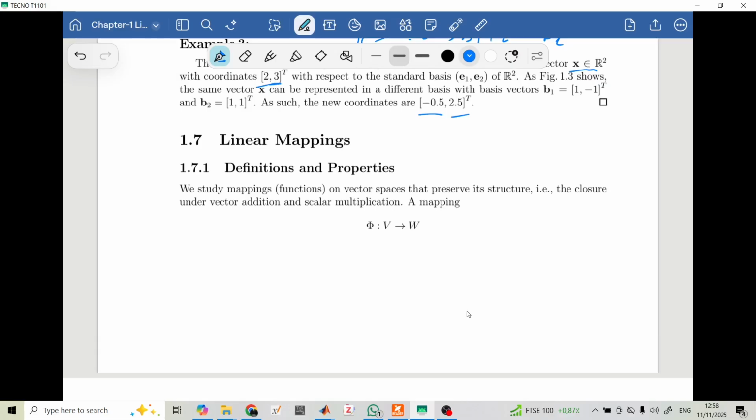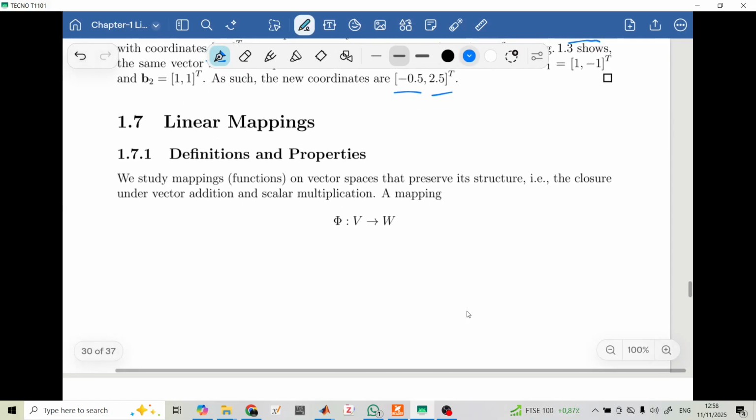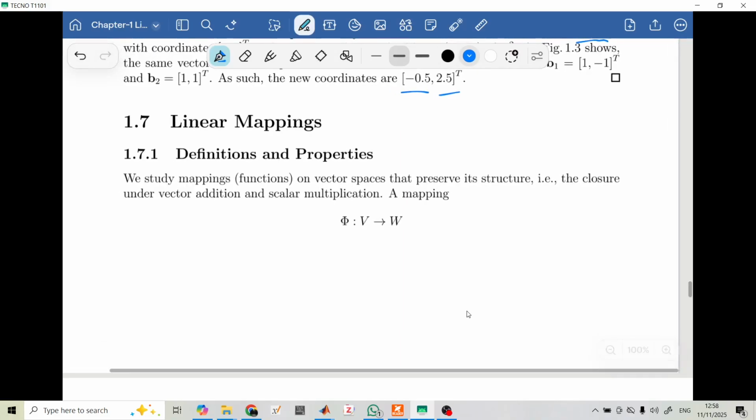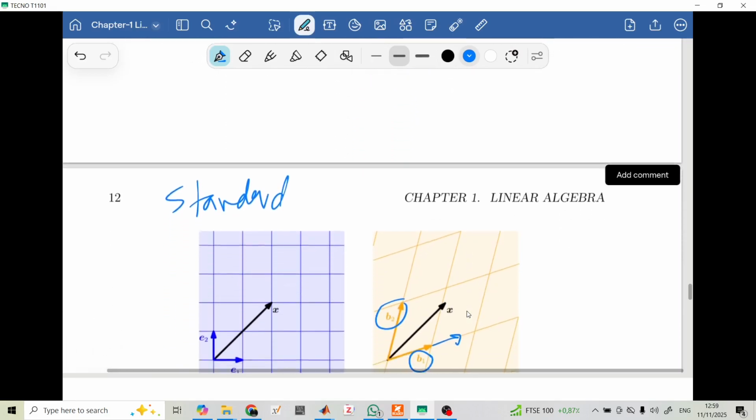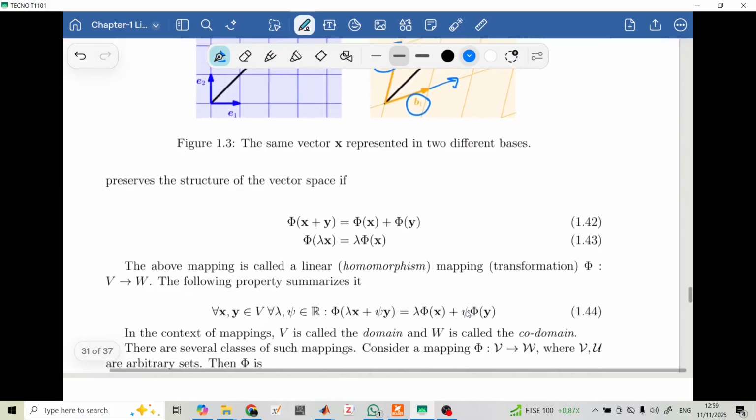Now we move on to linear mappings. A mapping actually is a general function. So we talk in a bit of abstraction regarding the mappings. A mapping takes you from one set to another set, or from one space to another space, generally speaking. Okay. Now we will add some properties on those mappings.